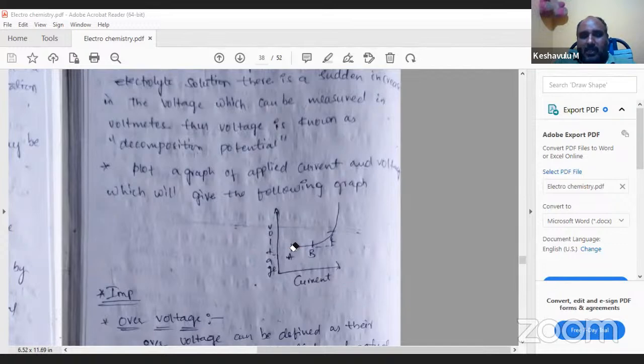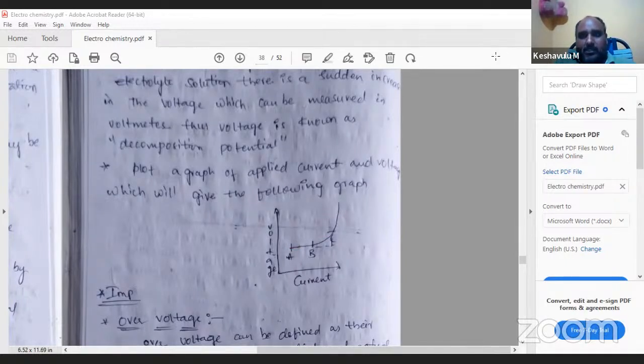So simply we can express decomposition potential like this: we want a continuous electrolysis process, and for that we apply external current. The minimum voltage required to get continuous electrolysis of an electrolyte solution by the application of external current is known as the decomposition potential. That can be measured through an experimental setup in which, at a particular current, the voltage suddenly increases. Where the voltage suddenly increases, that becomes the decomposition potential.